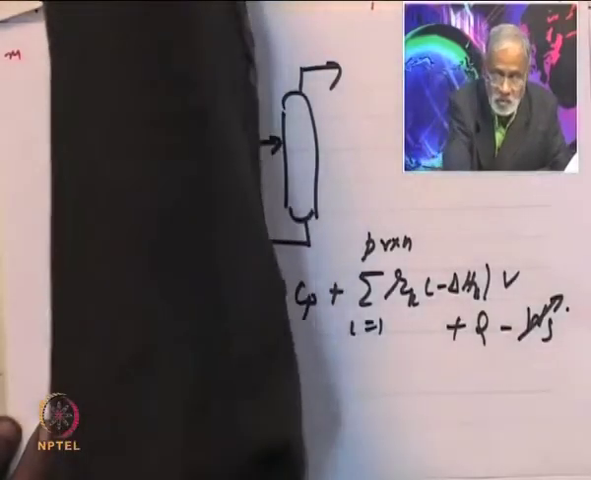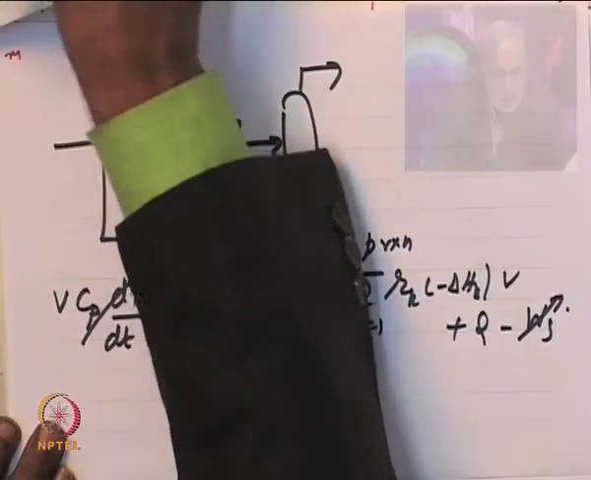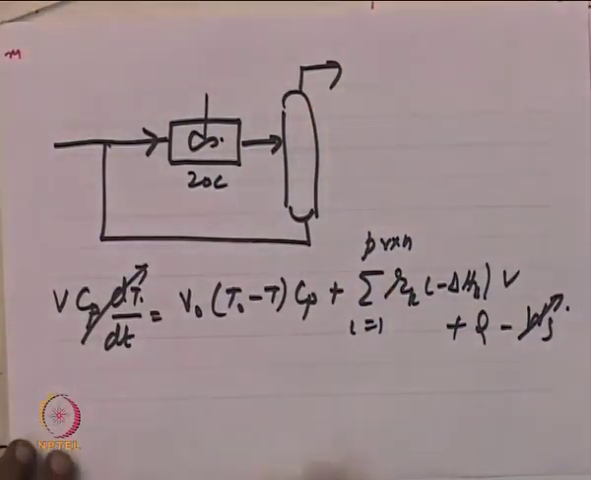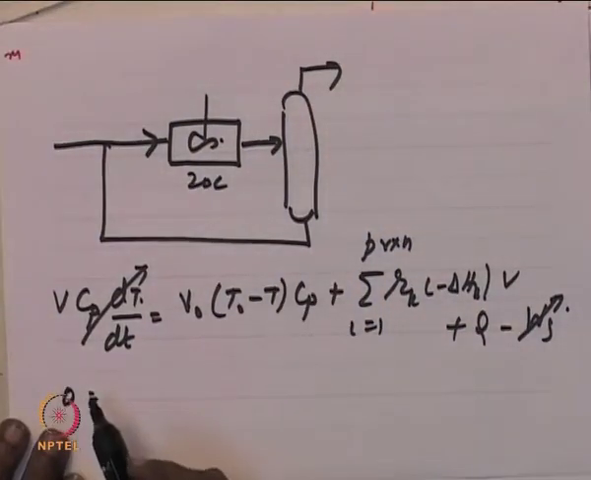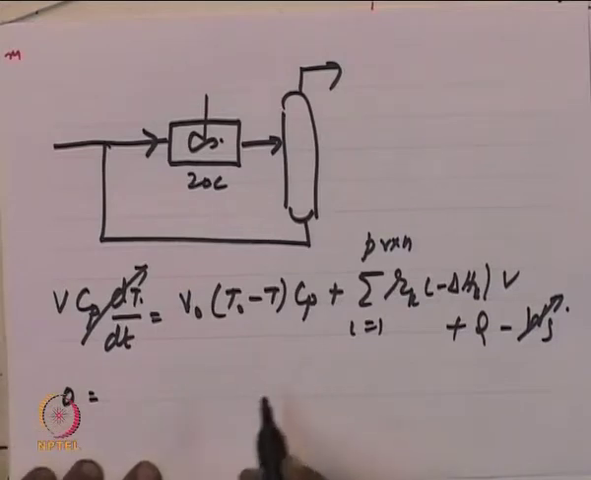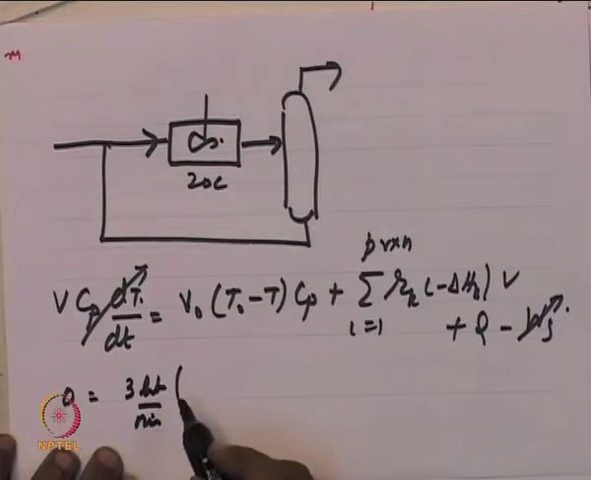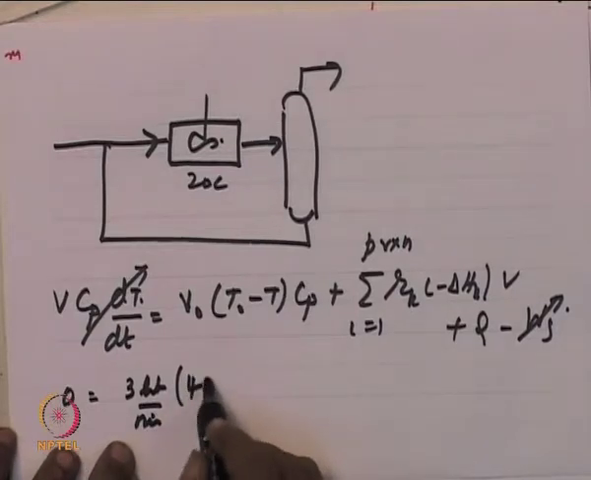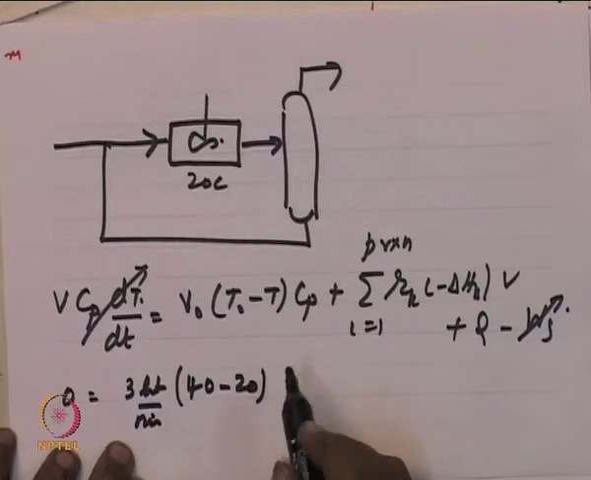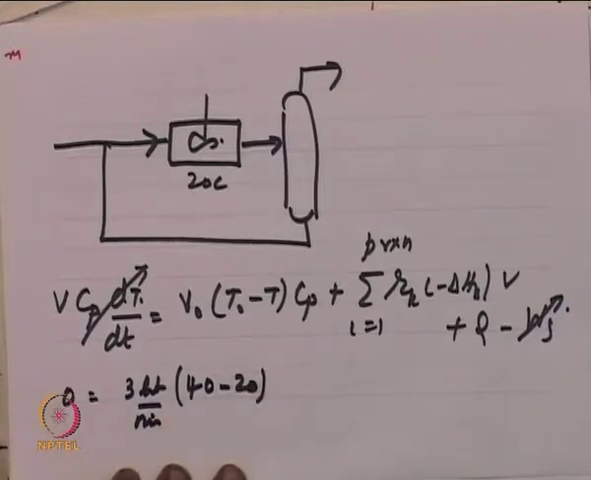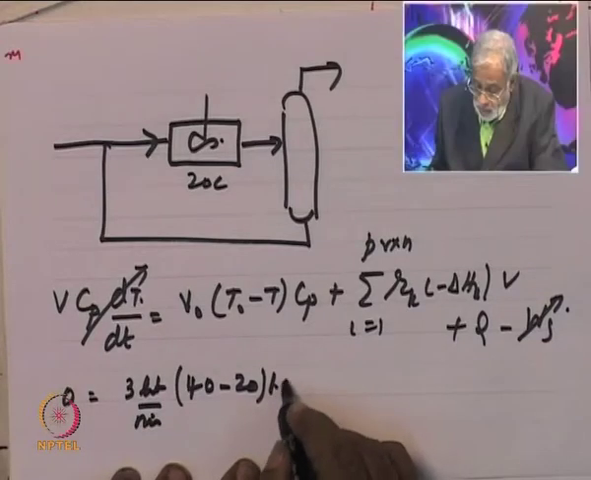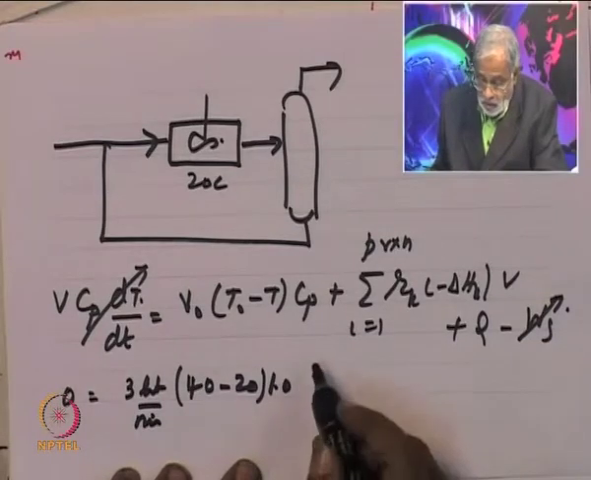So, let us just quickly do all the numbers. Molar density is 20, so 60 divided by... the flow is 3 liters per minute, okay. T naught, the feed temperature, is 40, reactor temperature is 20, and Cp, the specific heat of the reaction mixture, is 1 kilocalorie, okay.